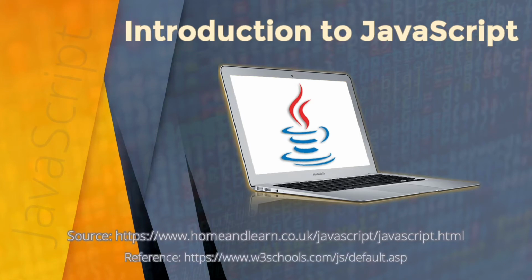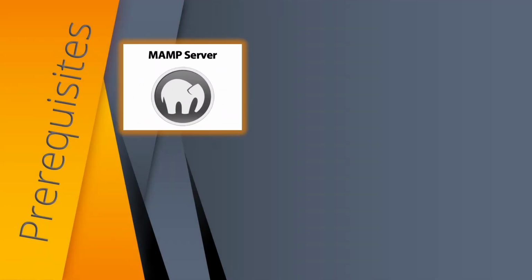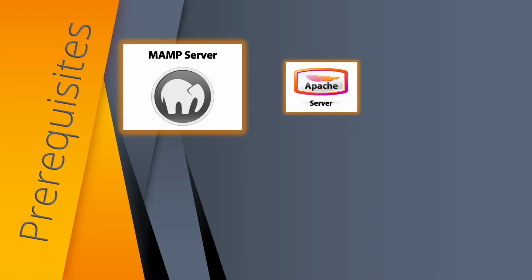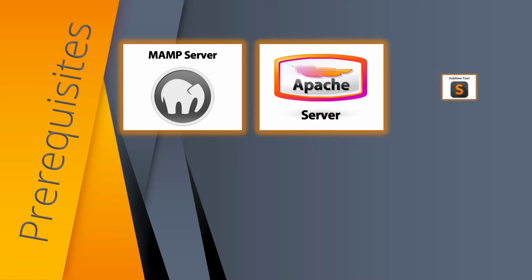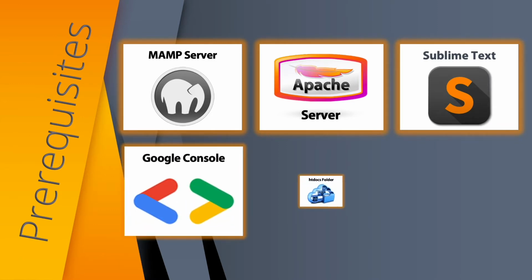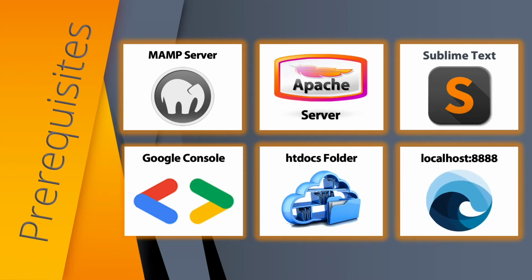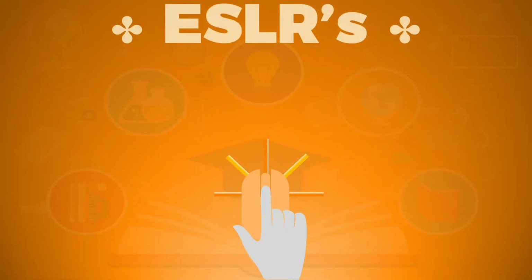I hope you'll be able to follow along this entire JavaScript course. Coming up next are the prerequisites in this. We have the MAMP or WAMP server, the Apache server, Sublime Text Editor, the console tab, htdocs folder, and localhost 8888. These applications and folders should be active in your machine in the background.